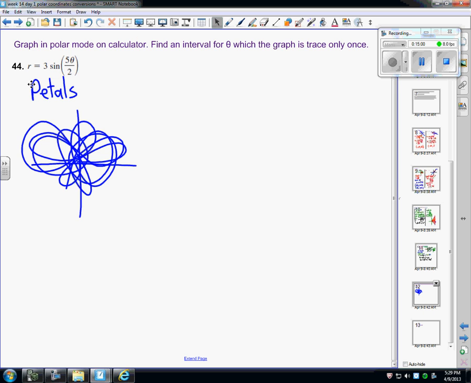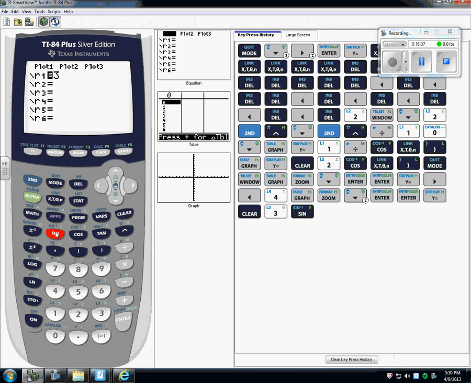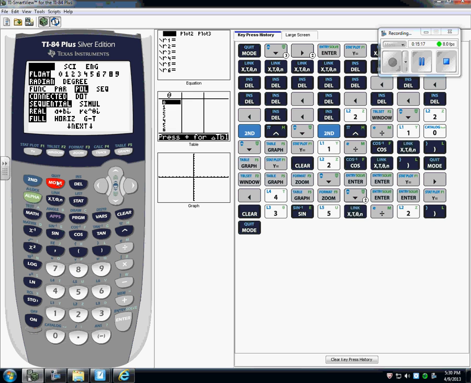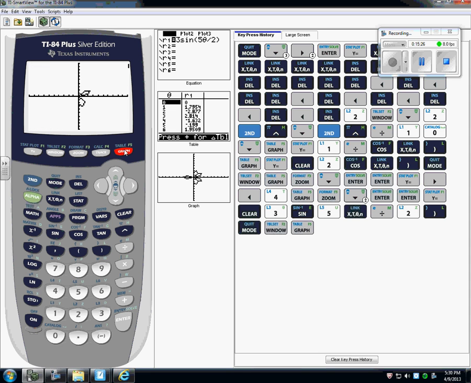So 3 sine of 5 theta over 2. So let's look at this. 3 sine of 5 theta divided by 2. And I'm going to go to my mode. I'm at my window. I got 0 to 2 pi. Okay, let's see what this does.